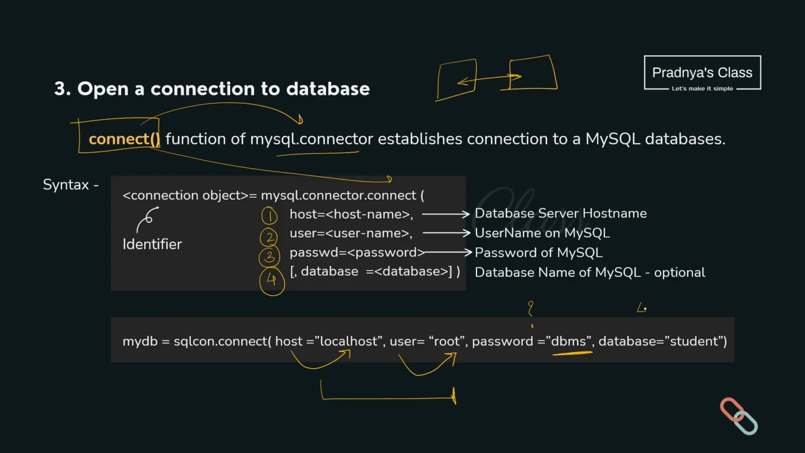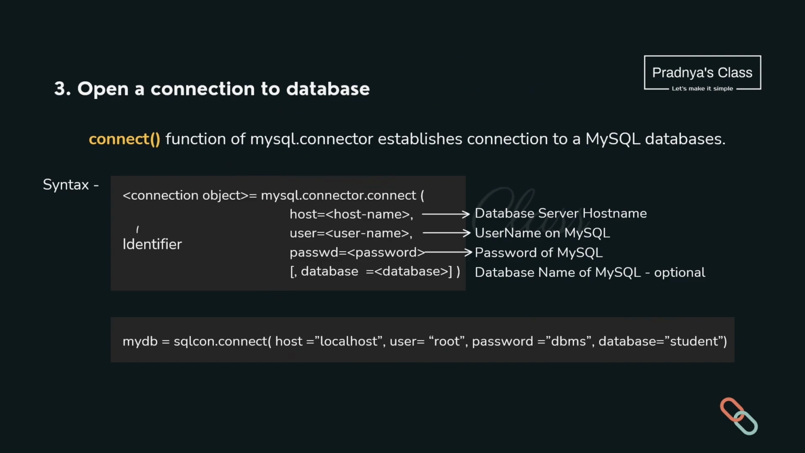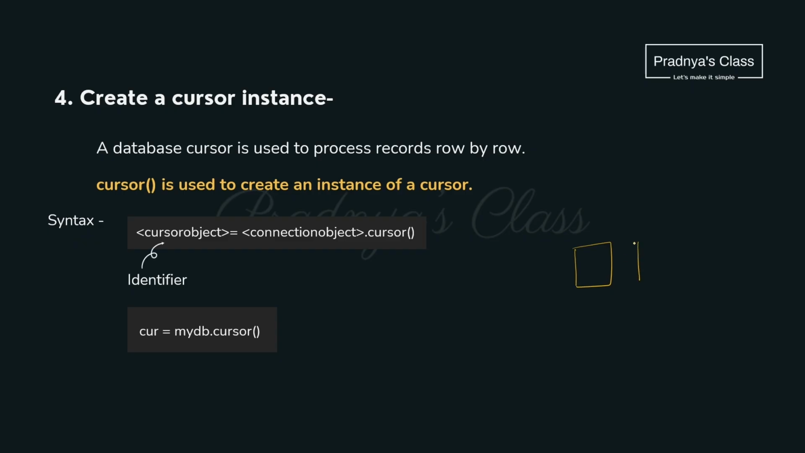Now let's check out the fourth parameter. It is database. On whichever database you have to work, that name you will mention here. It is an optional parameter. If you are not working with a database, you can skip it. But generally we work with a database because tables get created in the database itself. So with the connect function, we will be creating one connection object. This is nothing but an identifier. Let's give it some name, that is MyDB. With that step, the connection got established between Python and MySQL.